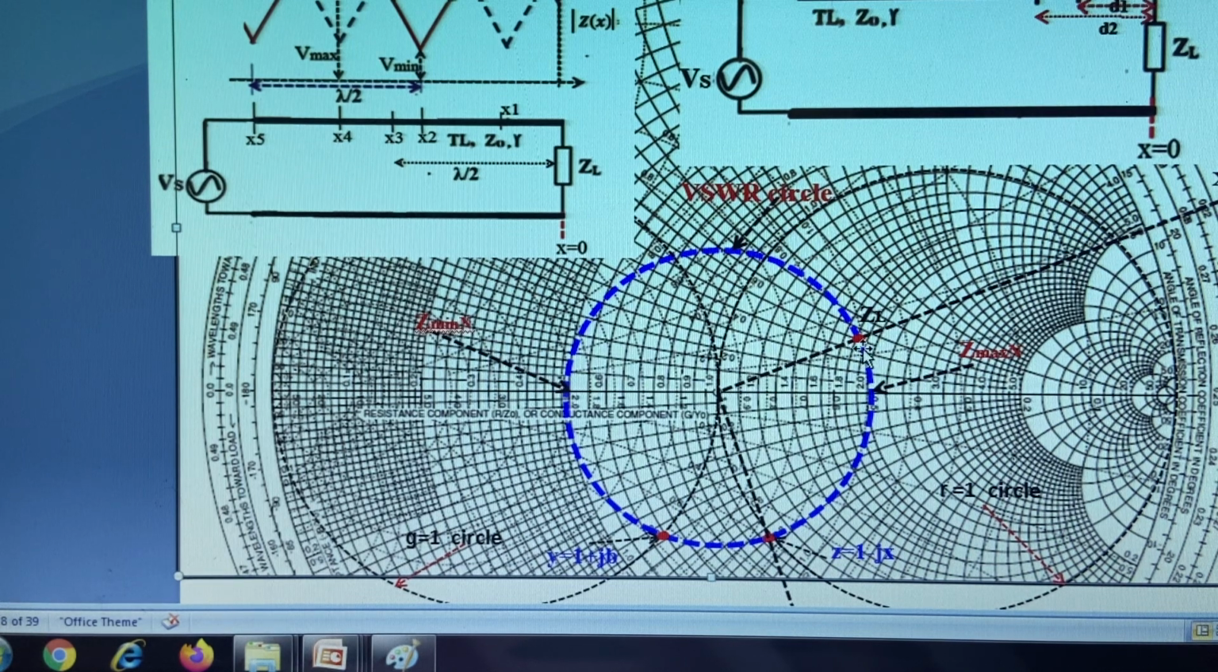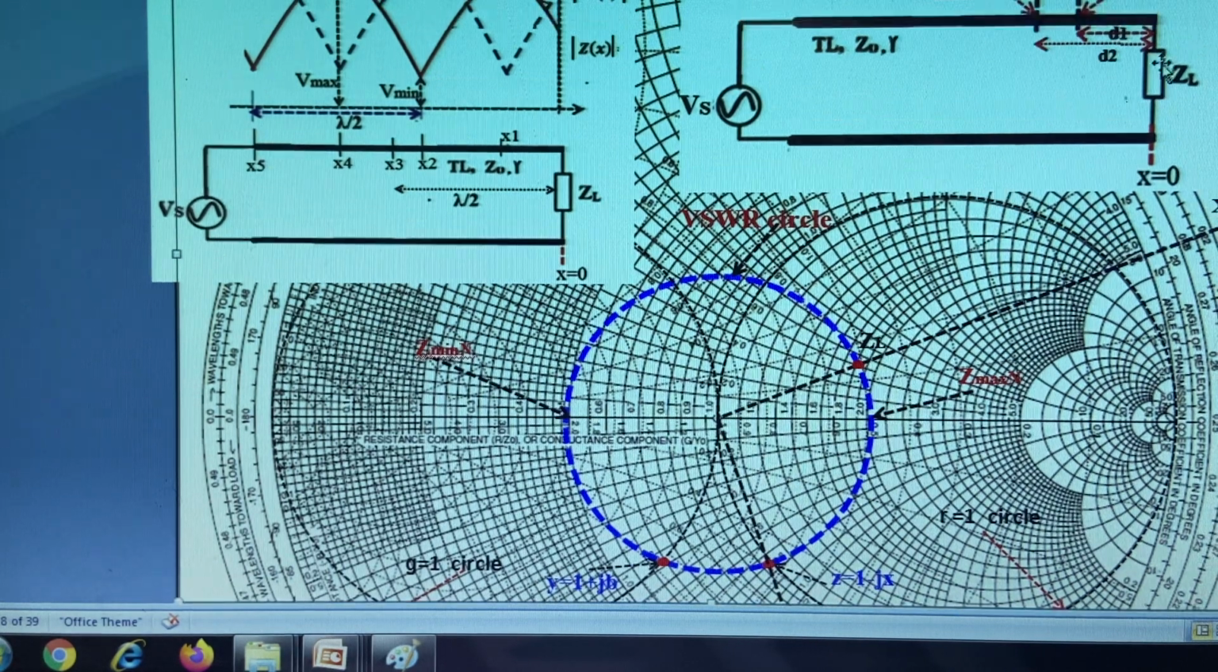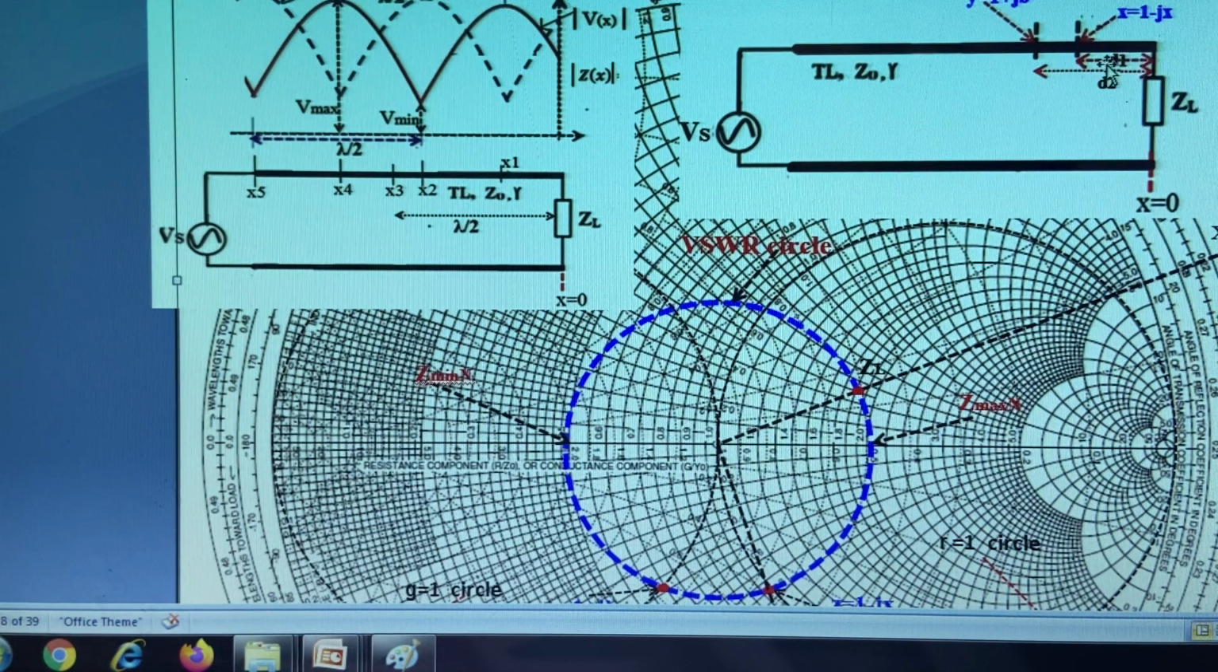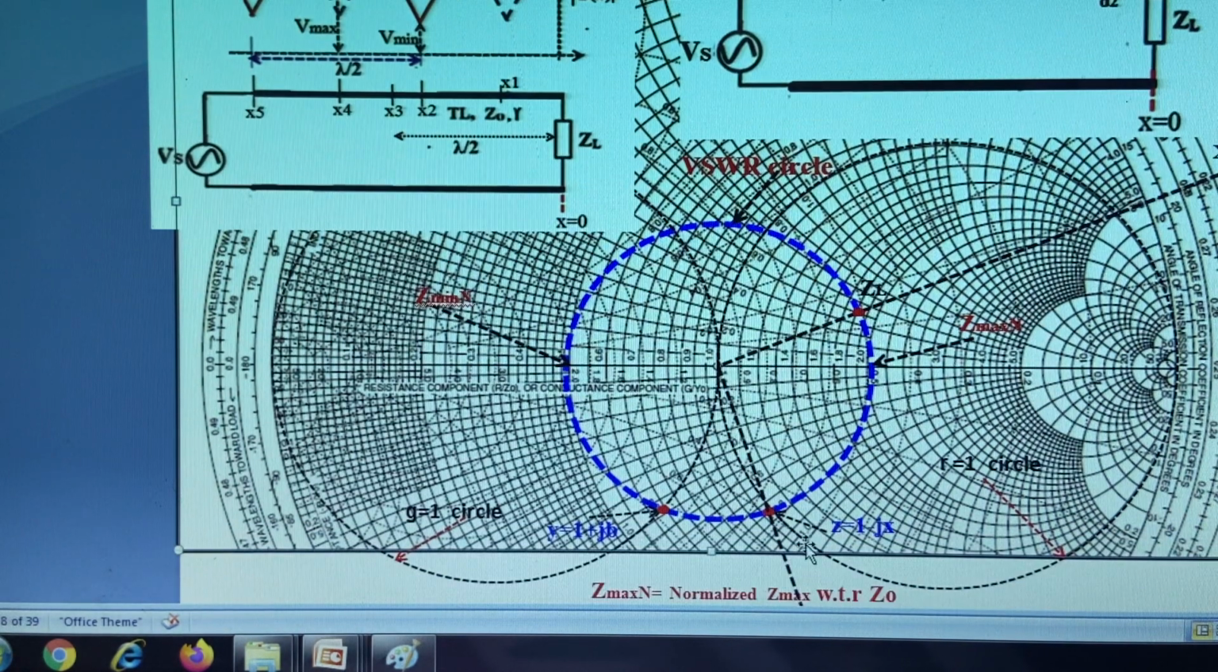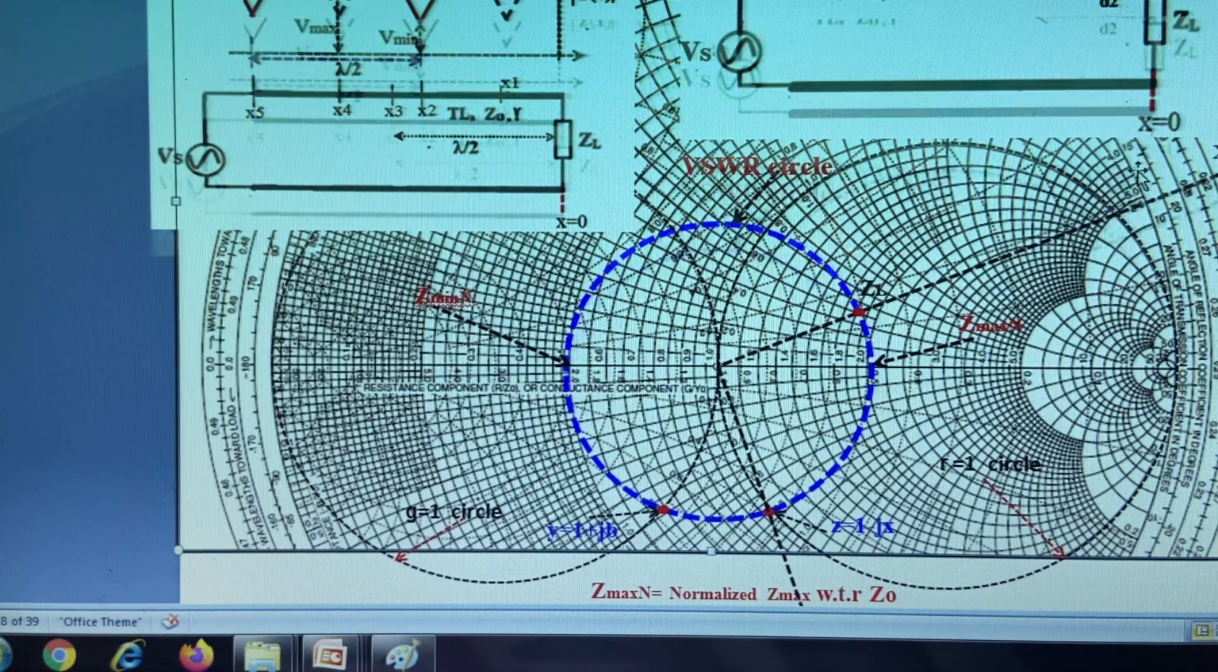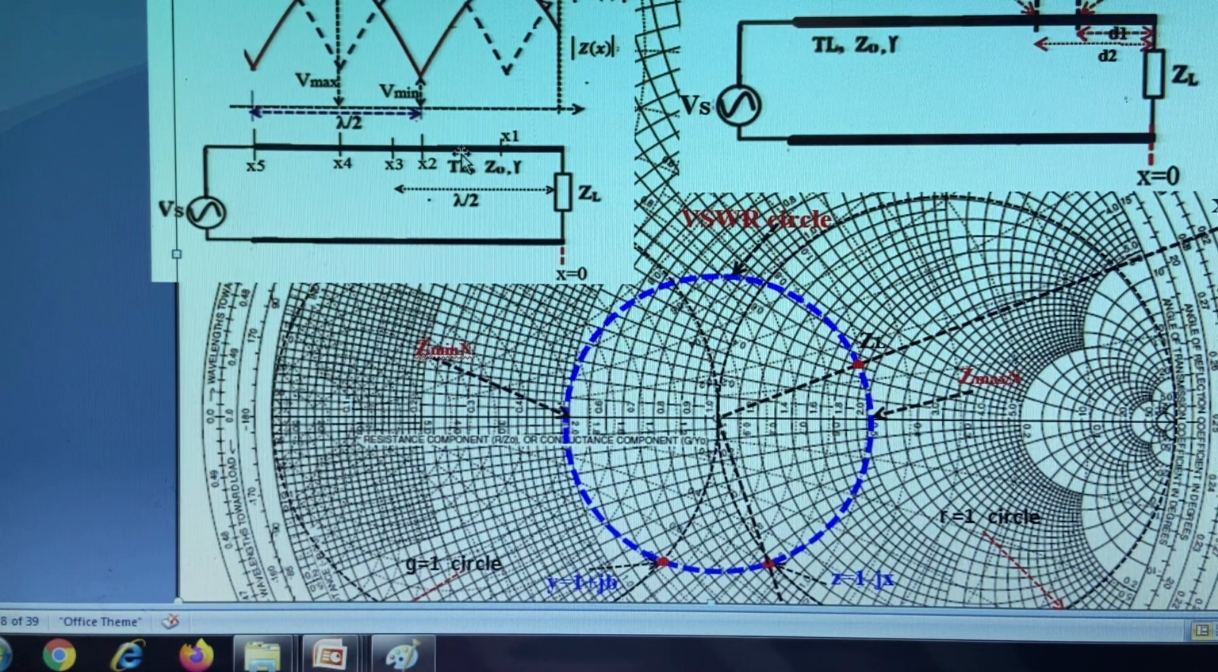That means we traverse a distance from here to here. So that distance, for example, is equal to d1. We traveled a distance equal to d1. We stopped there, wherever it intersects here. There the impedance is equal to 1 minus jx. Such impedance we also come across over the transmission line at some position like this.